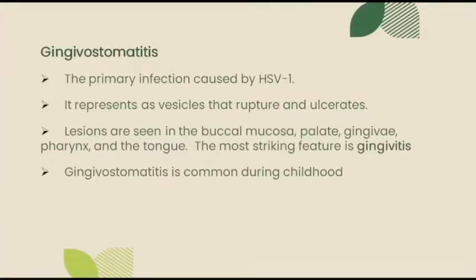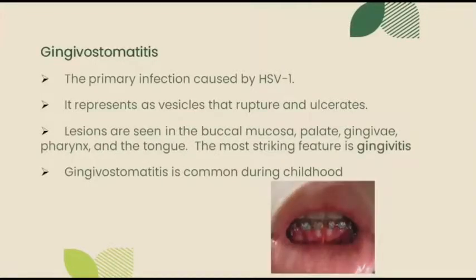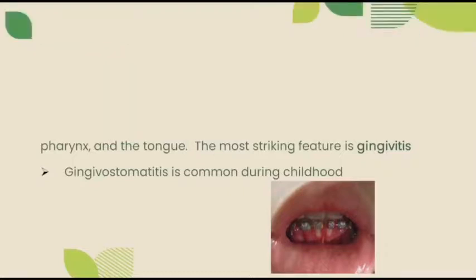Gingivostomatitis, the primary infection caused by HSV-1. It presents as a vesicle that ruptures and ulcerates. Lesions are seen in the buccal mucosa, palate, gingivae, pharynx, and the tongue. The most striking feature is gingivitis. Gingivostomatitis is common during childhood.